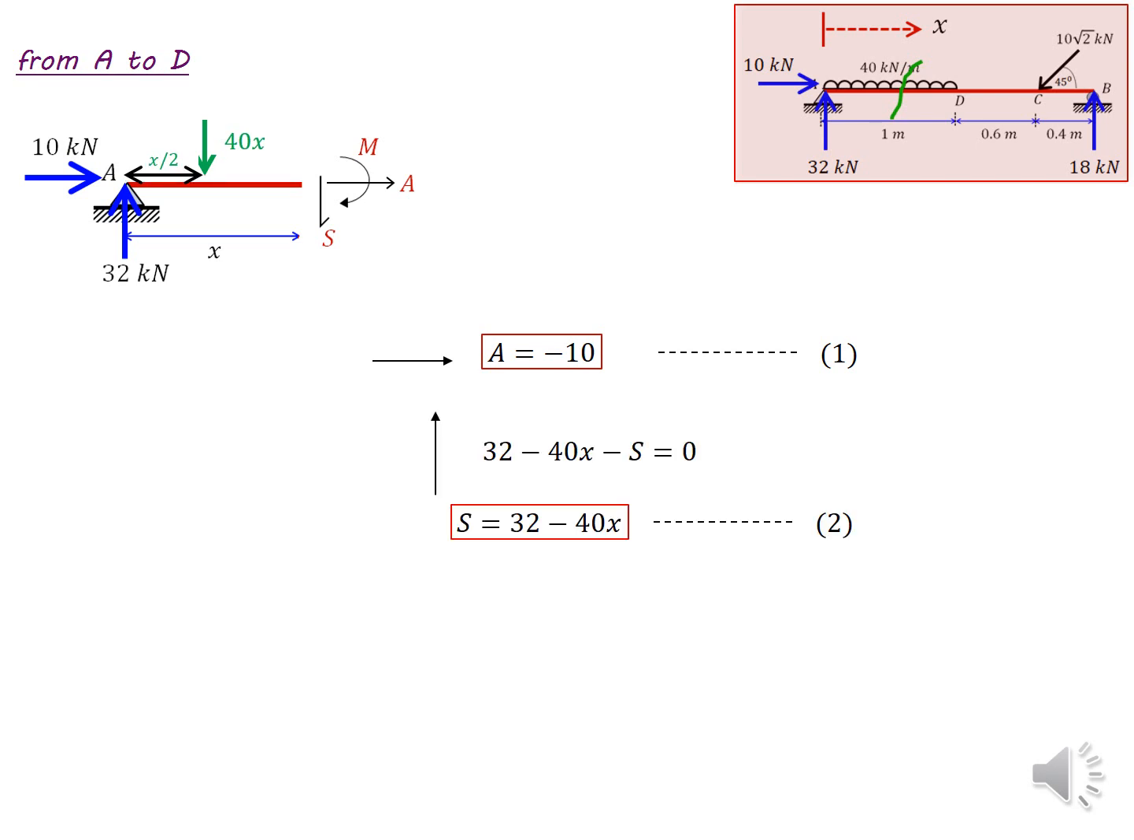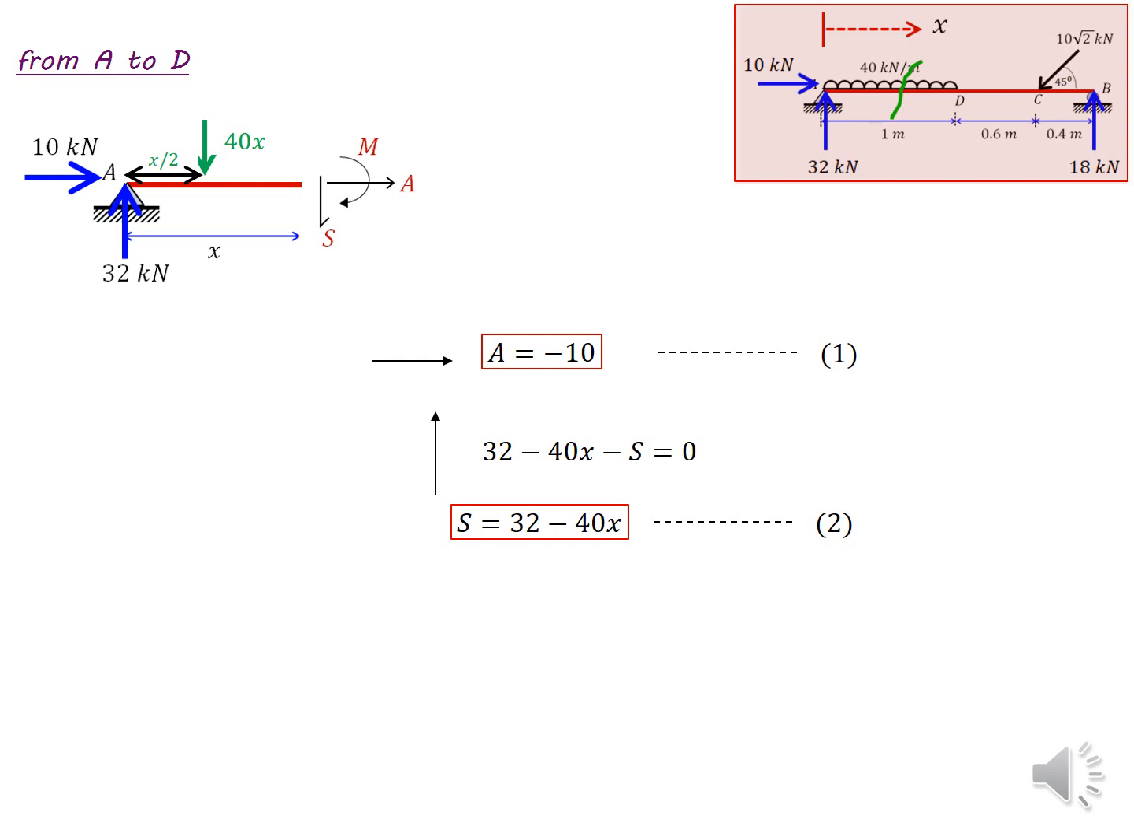So for the vertical stability, we should find what are the forces acting in the vertical direction. For the equation, I consider all the loads upward as positive. So starting from point A, you can see a vertical force of 32 kilonewton upwards acting at A. And the 40x load is acting downwards, and so in the equation you can represent that as minus 40x, and at the end you can find the shear force S again acting downwards, so it's a minus S.